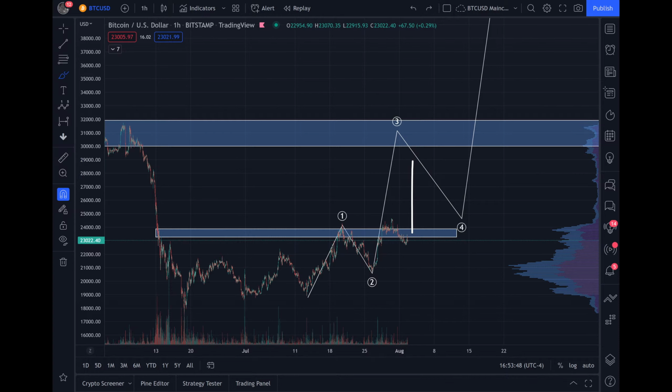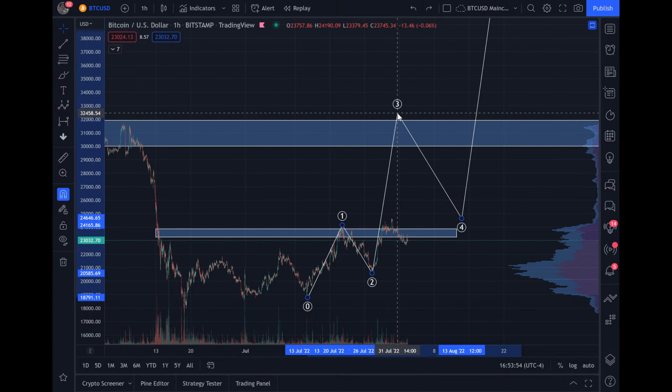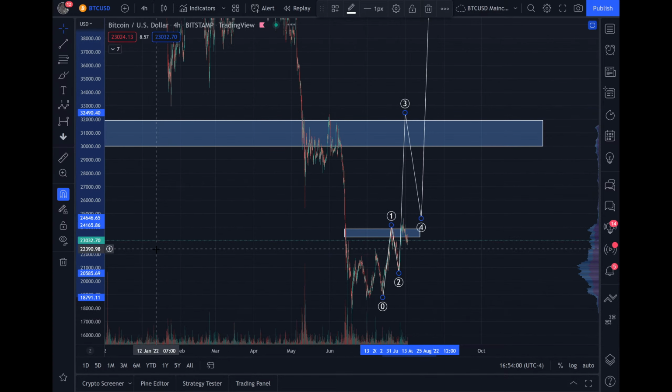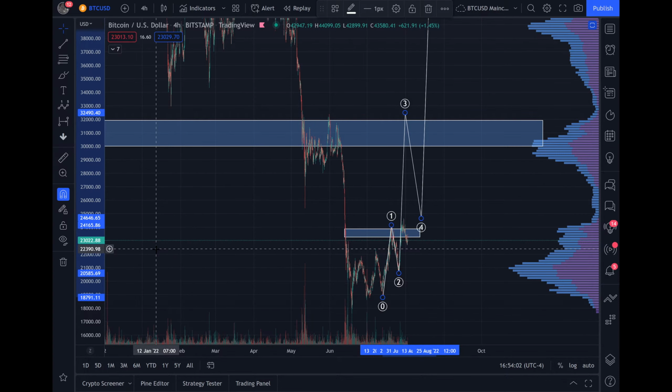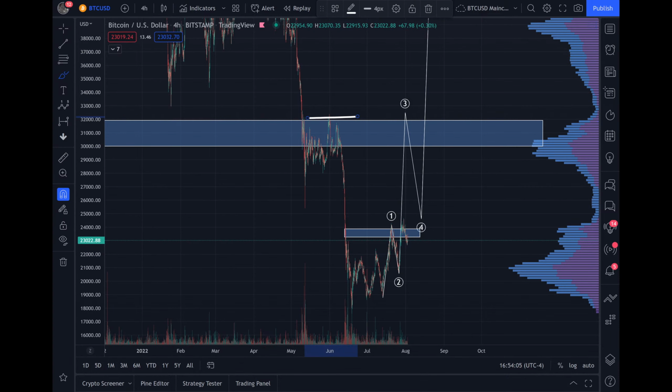As I've been saying, I would not be surprised if we got something like this: a move above this previous high to establish the higher high, to establish the uptrend. Once that uptrend's established, then you can go ahead and retest that resistance that you just broke. That's just how uptrends work. You break highs and you retest previous resistances as support, rinse and repeat.